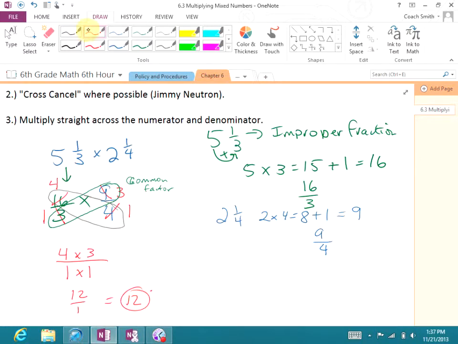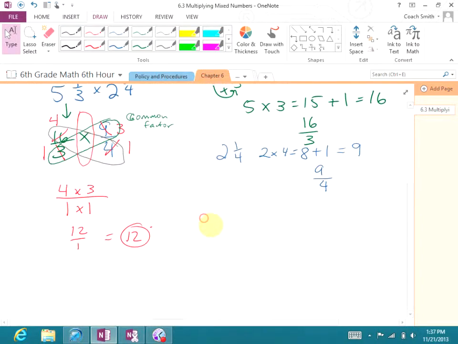Now, the reason we say Jimmy Neutron is because if you just did this, you'd have the little Jimmy Neutron symbol. A lot of classes in the past have been able to remember cross-canceling by doing the Jimmy Neutron. So now let's relook at the problem.